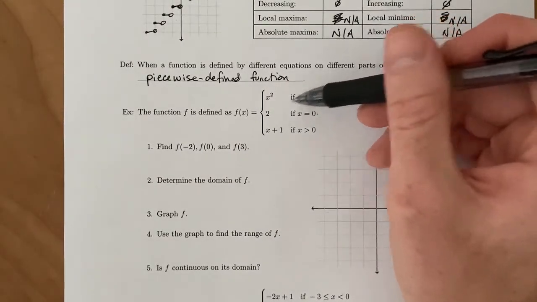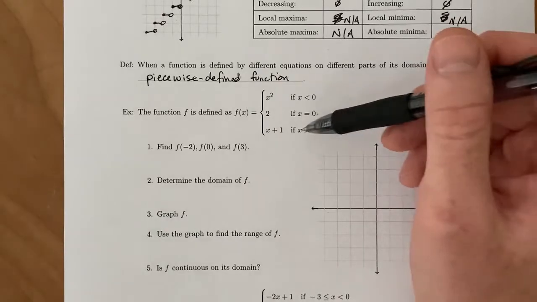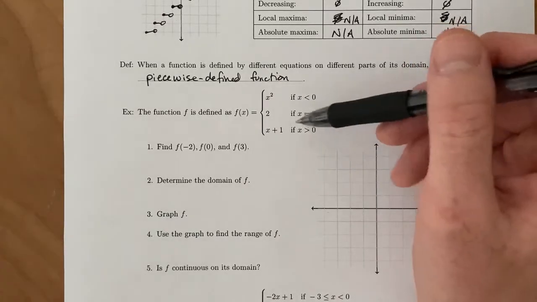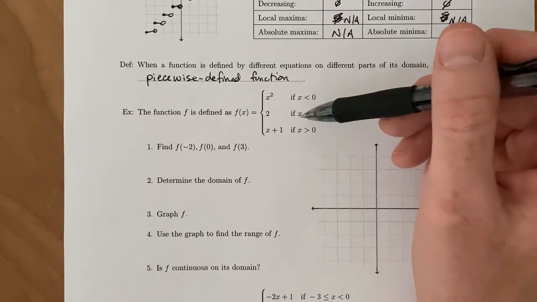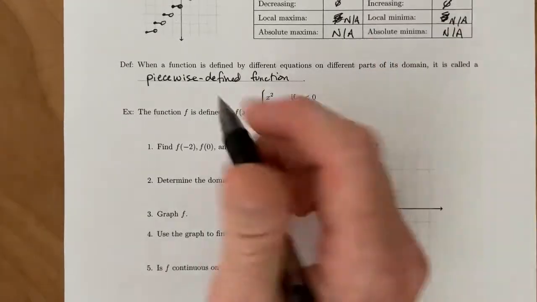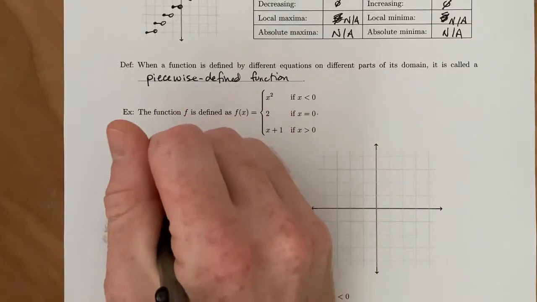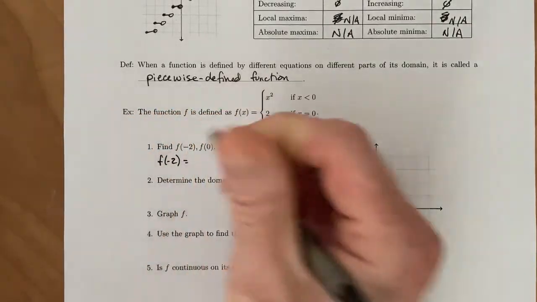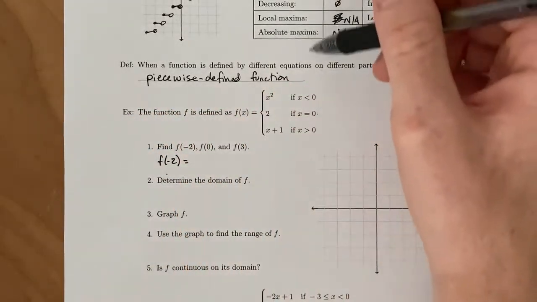When x is negative, your function looks like x squared. When x is positive, your function looks like x plus 1. When x is equal to 0, it just gives you the number 2. And so let's play around with this. We want to find out what f of negative 2 is. Negative 2, come over here.